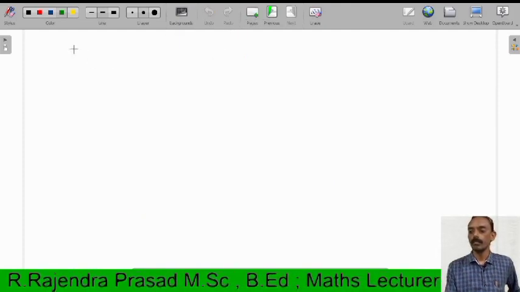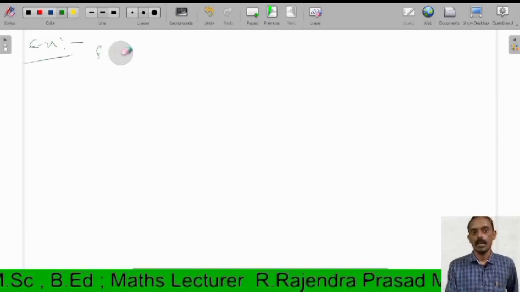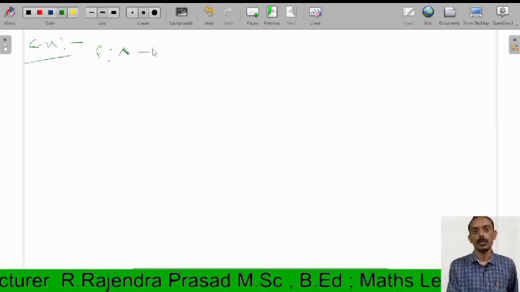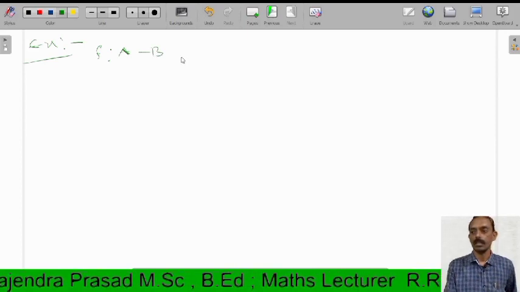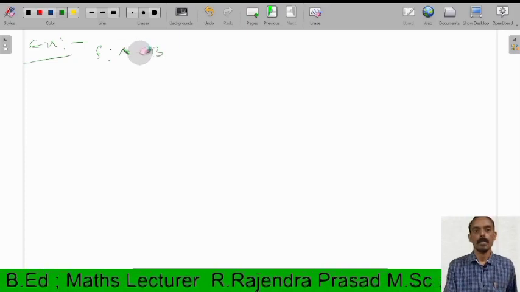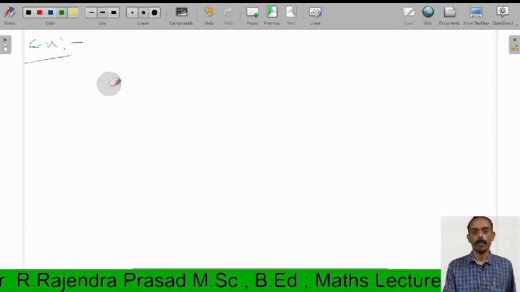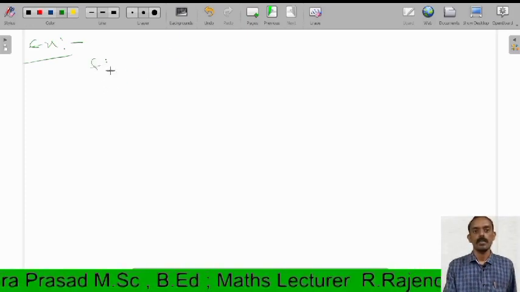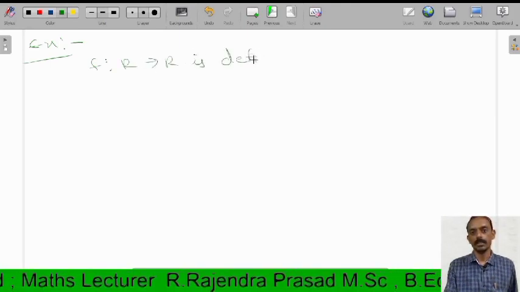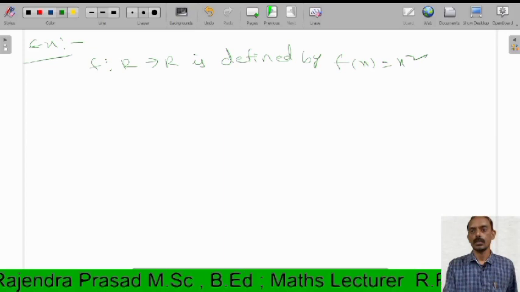Next, for example. f from A to B is a function. f from R to R is defined by f of x equal to x square.